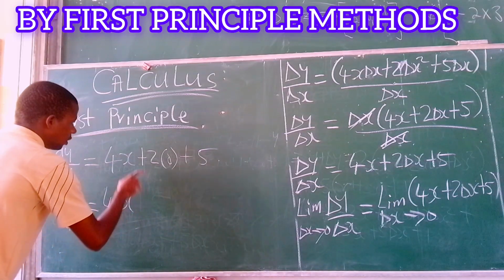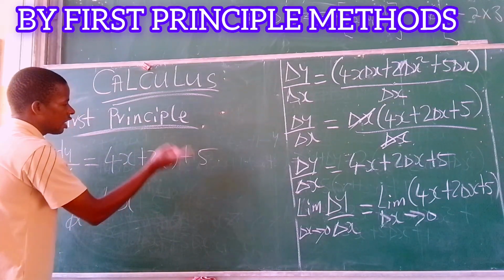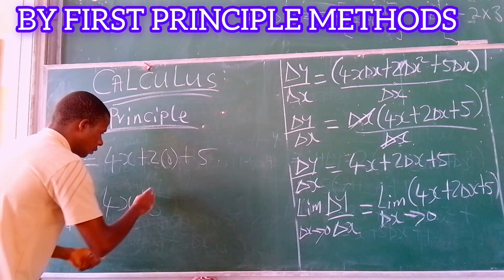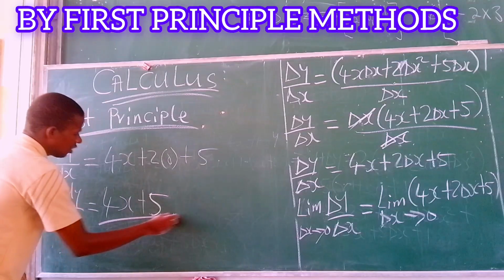4x. 2 times 0 is 0 already, and that's gone. Plus 5. And this is our final answer.